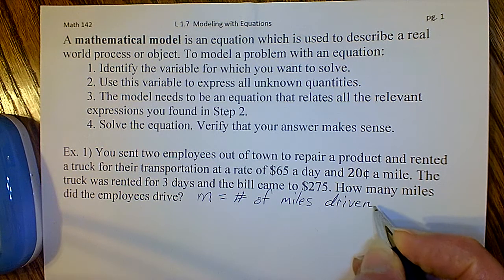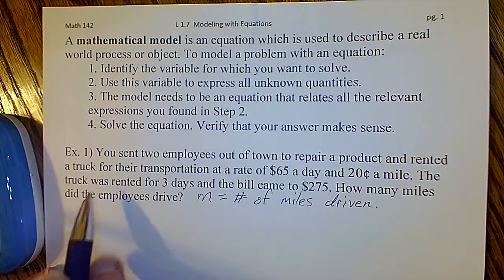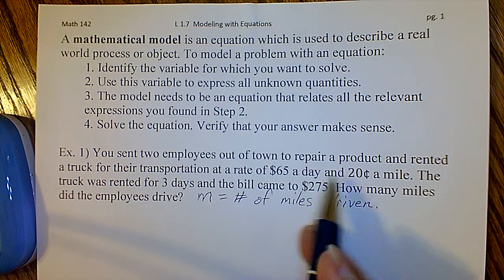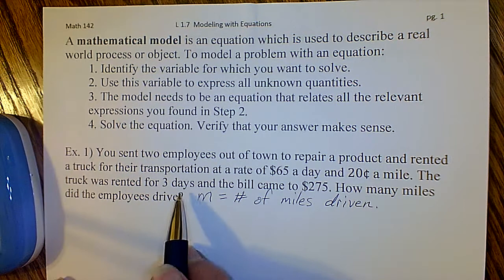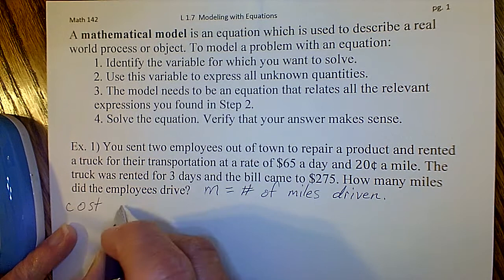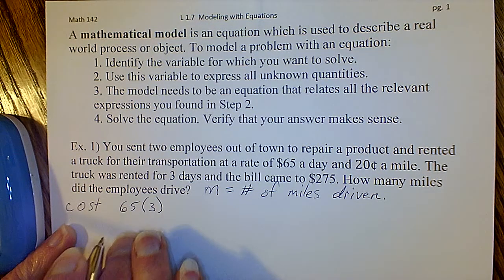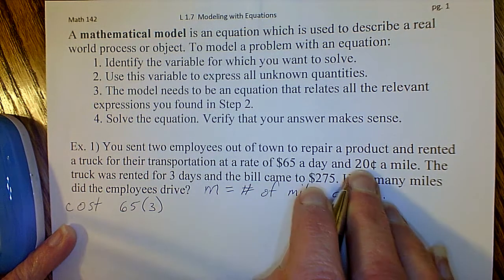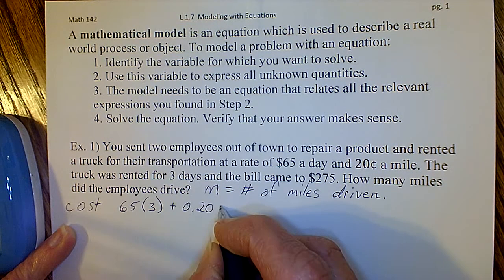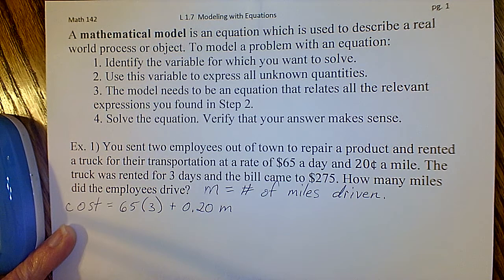So what information do we have and how can we relate it and bring it back around to M in an equation? Well, we know that they rented it for $65 a day and 20 cents a mile and for 3 days. And so the cost for renting this vehicle would be 65 times the 3 days, because for each day they're paying $65, so 65 times 3, plus 20 cents a mile, and we're using M for the number of miles. That's a way that we could express our cost.